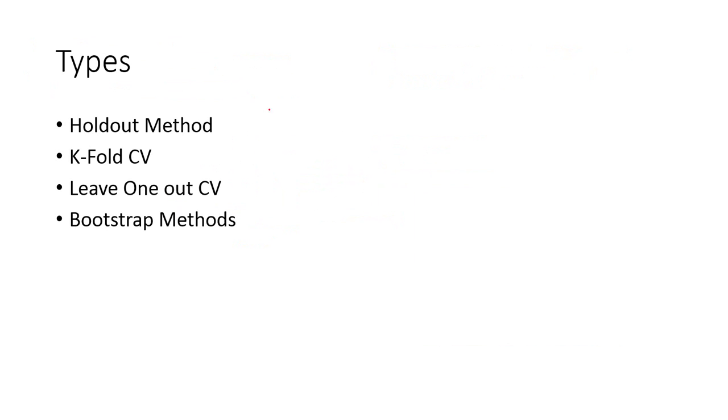So what are the types of cross validation that you can actually perform on your model? There are basically four types. One is the holdout method, the second is k-fold cross validation, the third is leave one out cross validation, and the last one is the bootstrap method. We will understand these four types of cross validation one after the other.